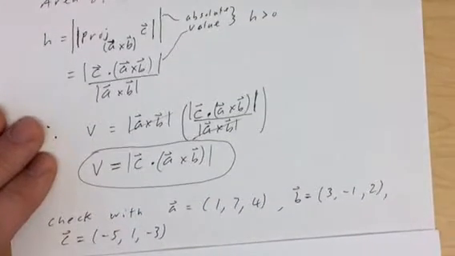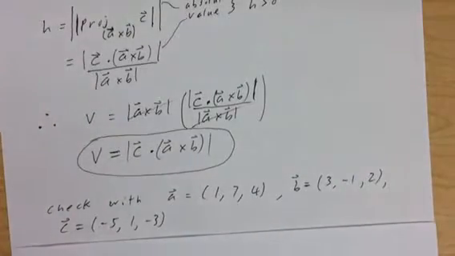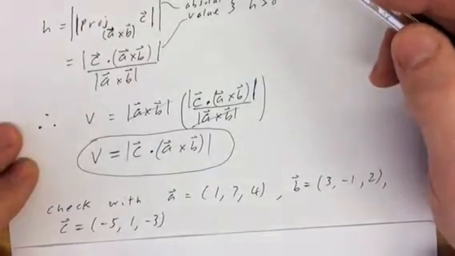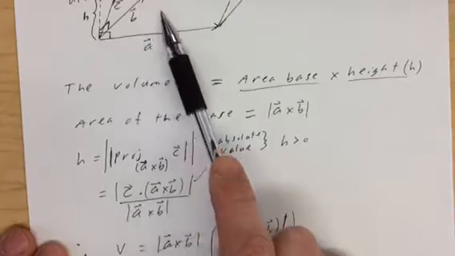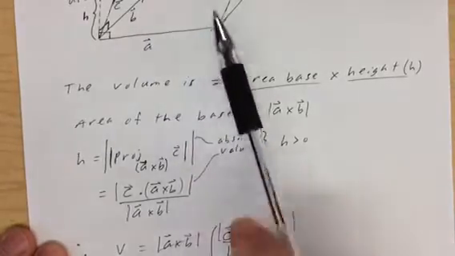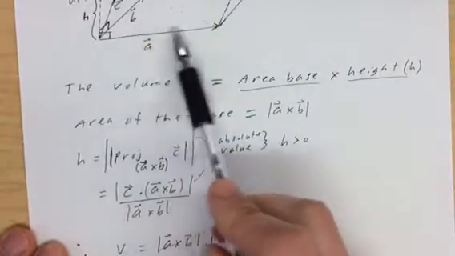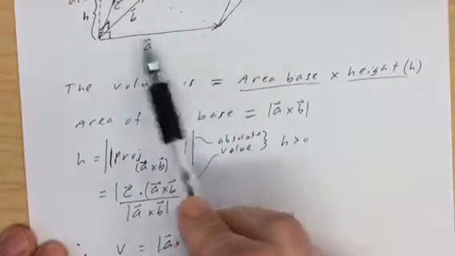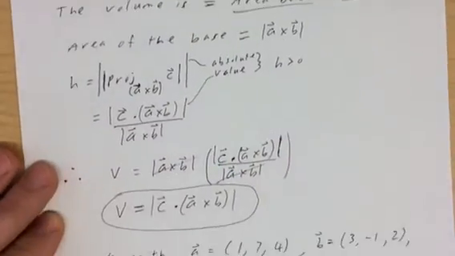You want to try this with some numbers, so you can check it with these numbers here and see what you get. So here's an actual example to do. And that's it for these applications. Other applications would involve maybe finding the area of a triangle. If we go back up here and put a line across here, we would have a triangle. If you want to find the area of that triangle, you find the area of the parallelogram and divide it by 2. So that's another application.